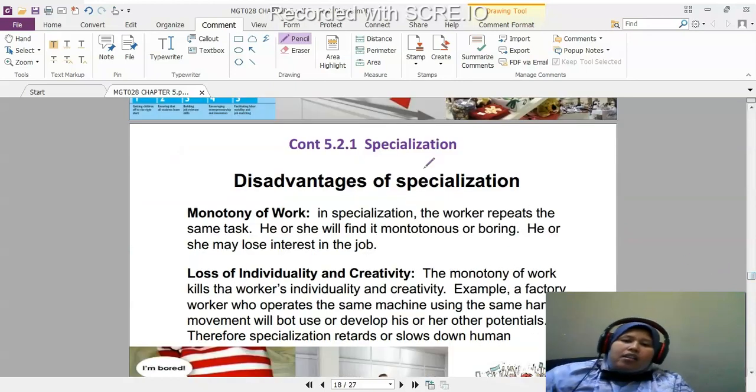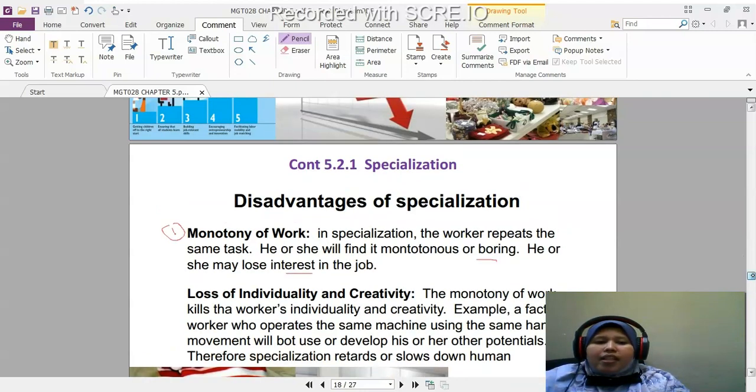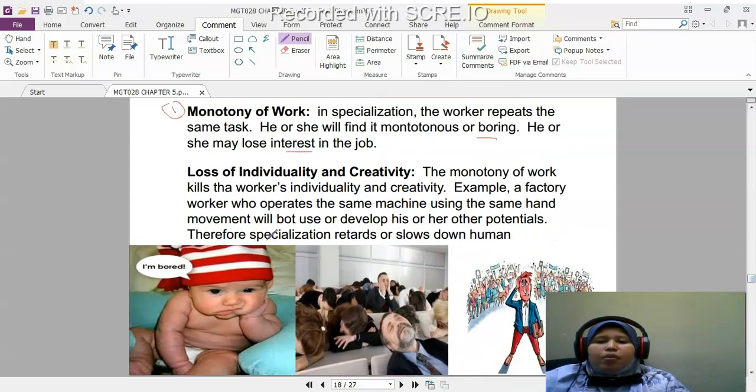Okay, this is the disadvantages. Okay, monotony of work. Means that kita hanya buat satu kerja je. Okay, kita akan jadi bosan, boring. Lost interest in the job. Okay, kita buat satu kerja je yang sama, boring. So I'm bored every day.